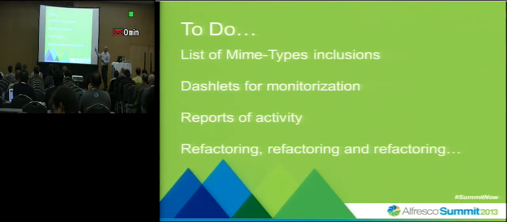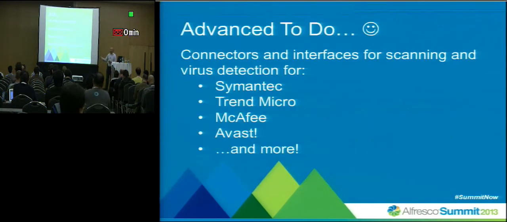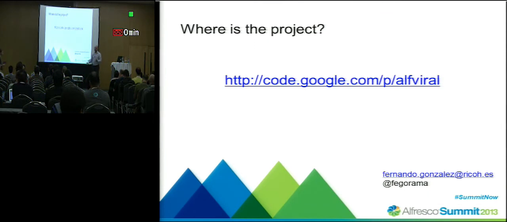The to-do is a list of type inclusion, only exclusion currently. Then monitoring, reports of activity, infections, and users; more refactoring; and advanced to-dos: connectors and interfaces for scanning with other antivirus engines, such as Symantec, Trend, McAfee. That's all. Thank you.